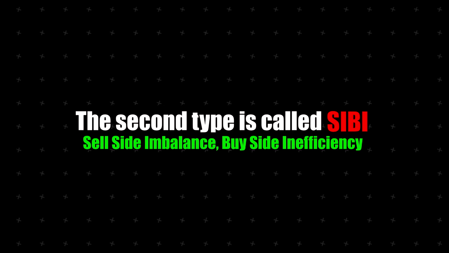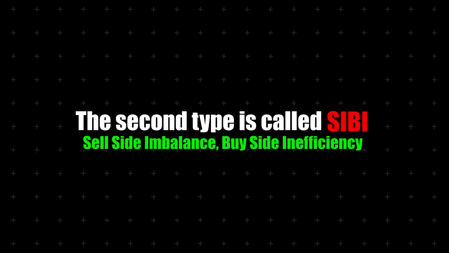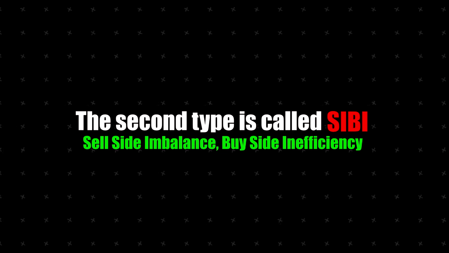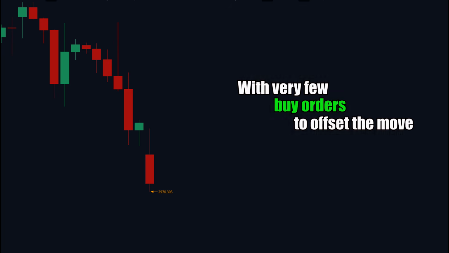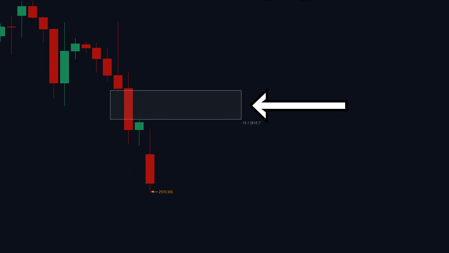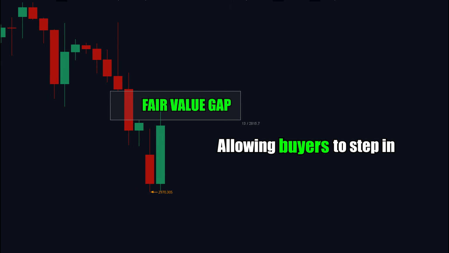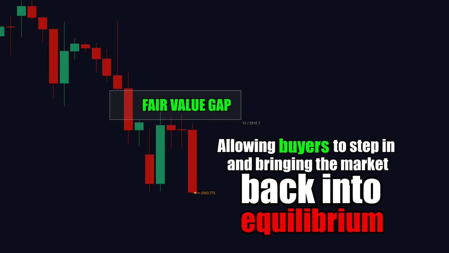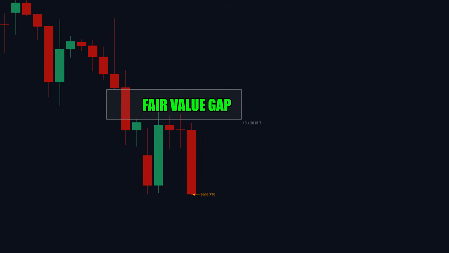On the other hand, the second type is called CB, which stands for sell-side imbalance, buy-side inefficiency. It's essentially the mirror image of BC. In this case, the market drops rapidly, dominated by heavy selling, with very few buy orders to offset the move. That lack of buying activity leaves behind a fair value gap. To fix this, the algorithm will eventually introduce buy-side delivery, allowing buyers to step in and bringing the market back into equilibrium, just like it does in BC scenarios, but in the opposite direction.